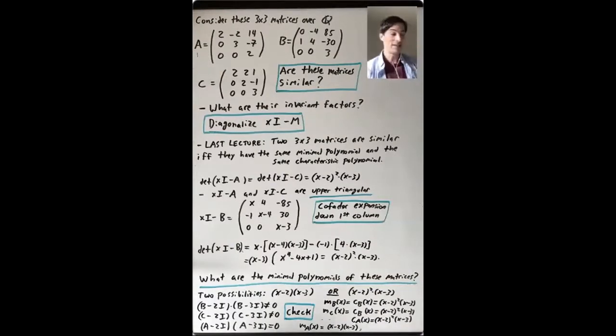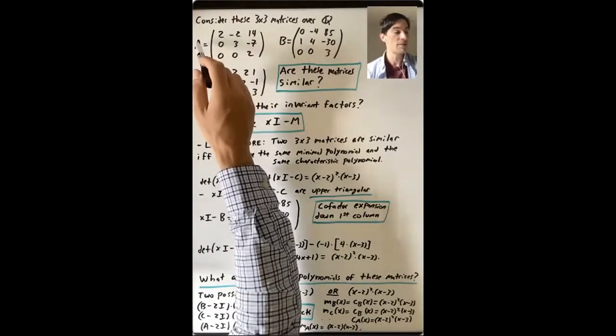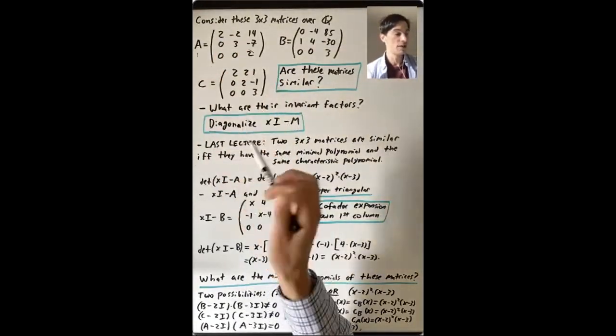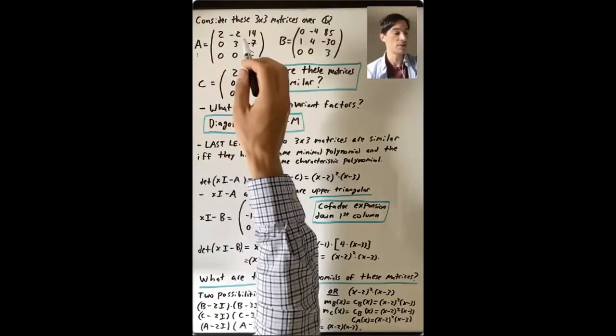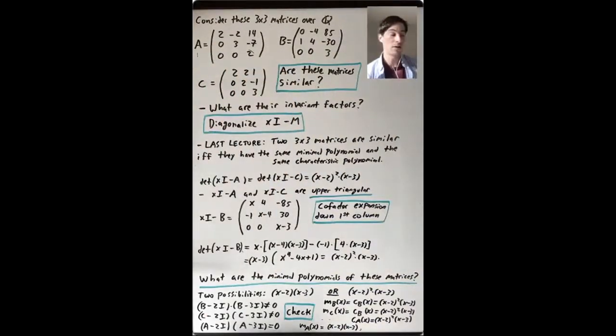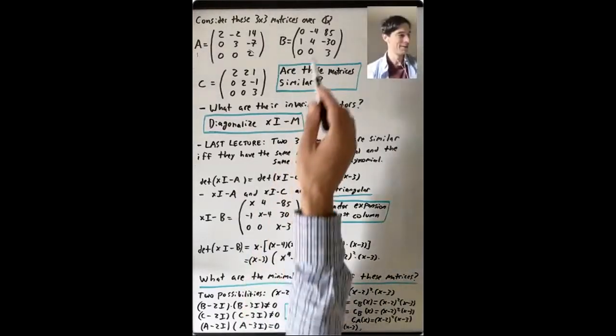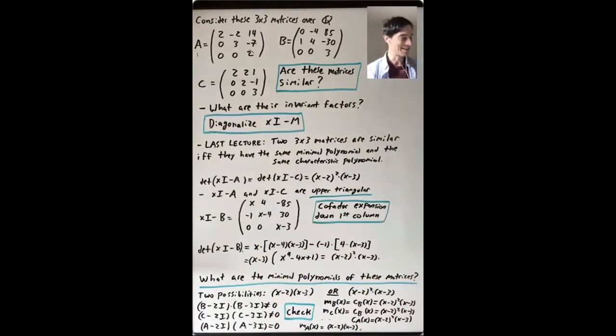Why is it easy to see that? Because when you take xI minus A, you get an upper triangular matrix whose entries are x minus 2, x minus 3, x minus 2 on the diagonal, and similar for C. And we know that the determinant of an upper triangular matrix is the product of the diagonal entries. All right, but xI minus B is not upper triangular. It looks like this. So you can check that I did the arithmetic correctly here.